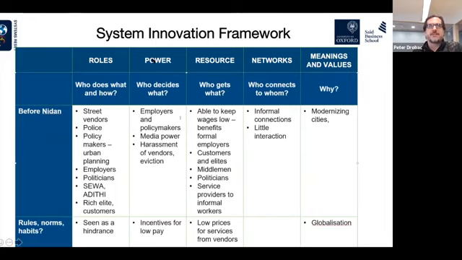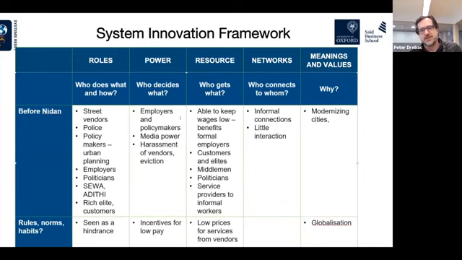Second is power. So what are the power configurations in your system? Who decides what? Who has power in the system? Maybe who lacks power as well, as we found last week. Informal workers had a big stake in the system and were tremendously affected by the way the system was designed, but had almost no power at baseline to influence really any aspect of the system. Third category is resources. Who gets what? How do resources flow through the system? Resources can include tangible resources like goods or financial resources, also more intangible things like flows of information.